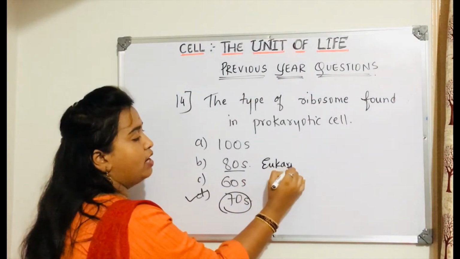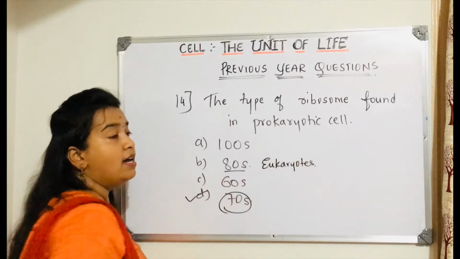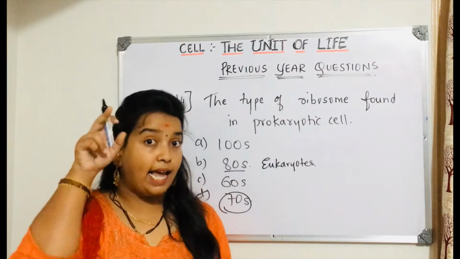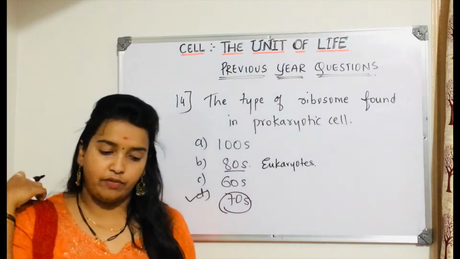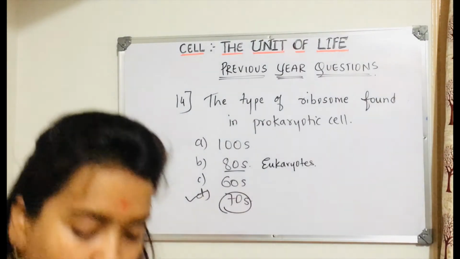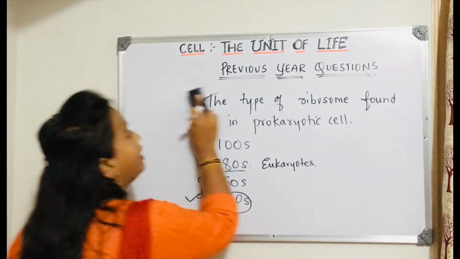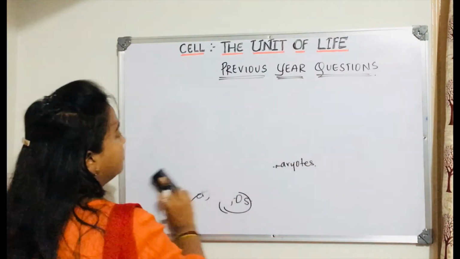Eukaryotes have 80S. Again in eukaryotic cell, mitochondria and chloroplast, again they have 70S. Everything we have discussed about that. So you know very well what is the answer. So the answer is 70S. Coming to the next question. Question number 15.